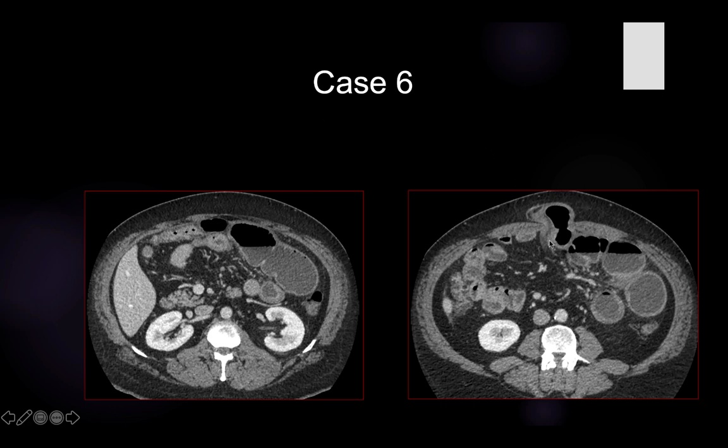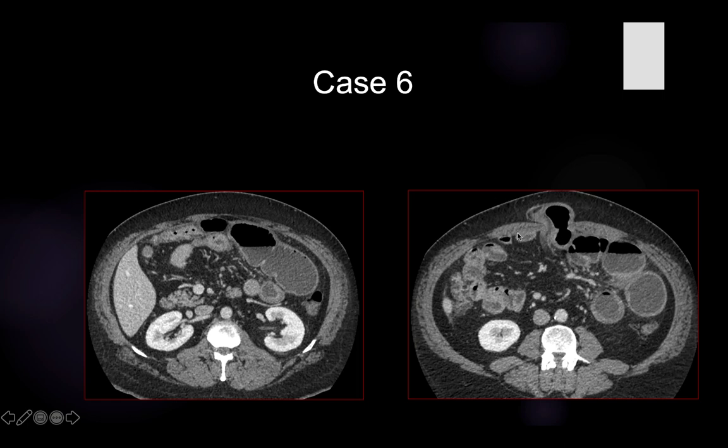Case number 6 here, we can see there is an evident dilatation of the small bowel, showing multiple air-fluid levels. So there is an evident small bowel obstruction, and the cause of obstruction is also clearly seen in this image. We can see that there is a midline ventral abdominal wall hernia, with the entering bowel and the exiting bowel which is collapsed. So this is the site of the obstruction.